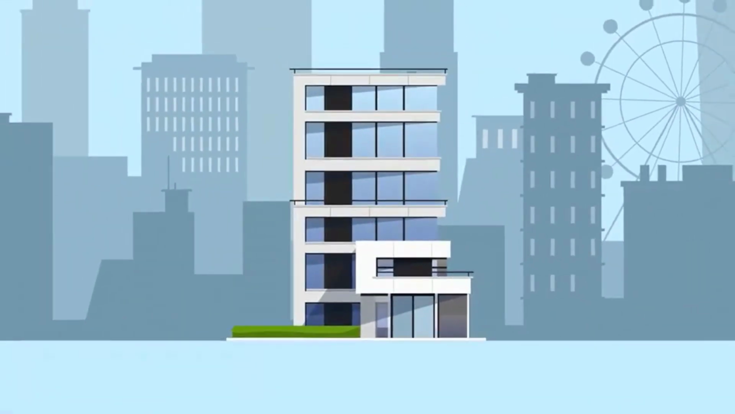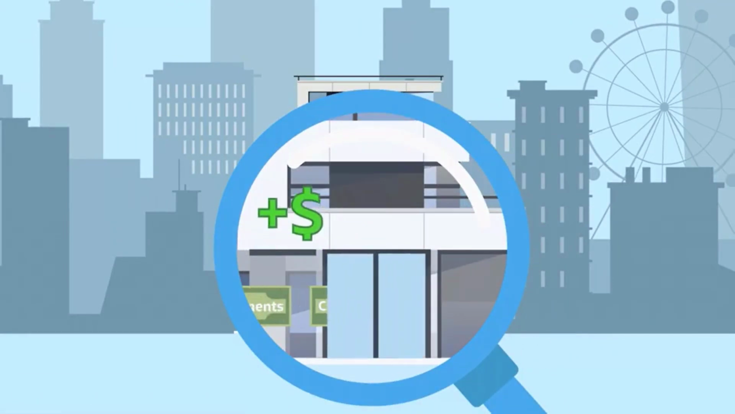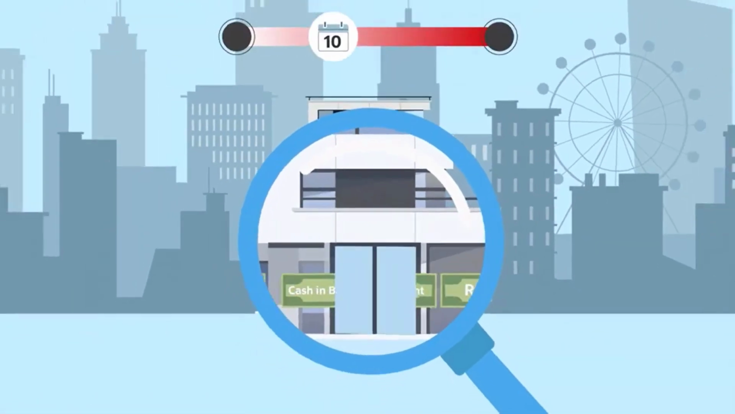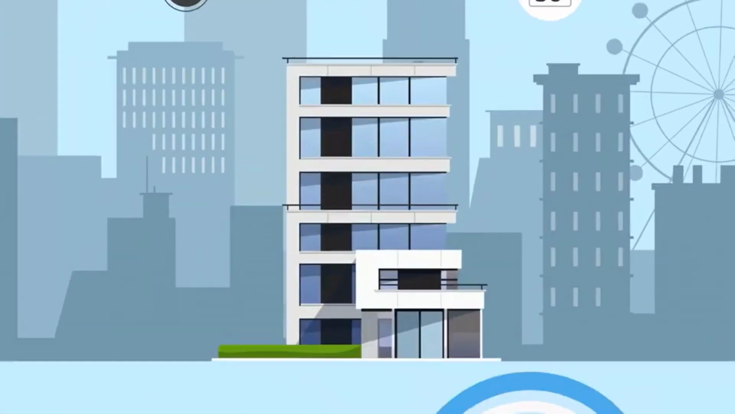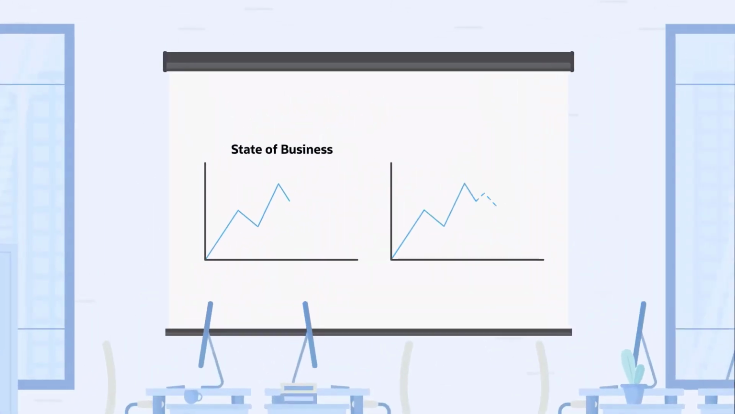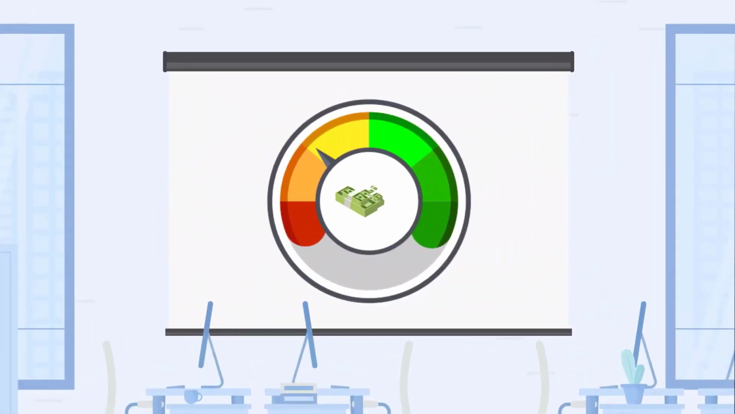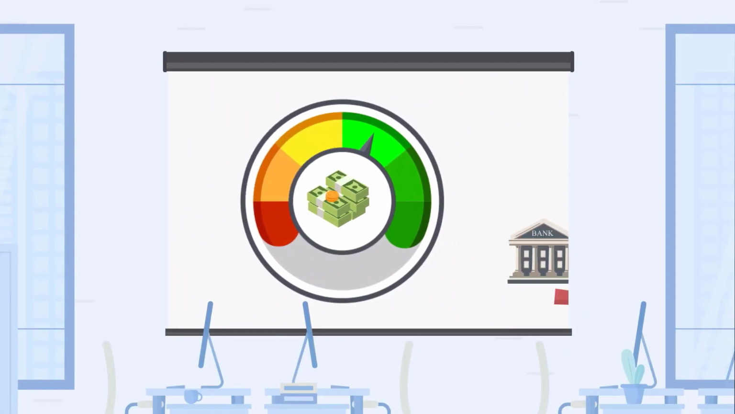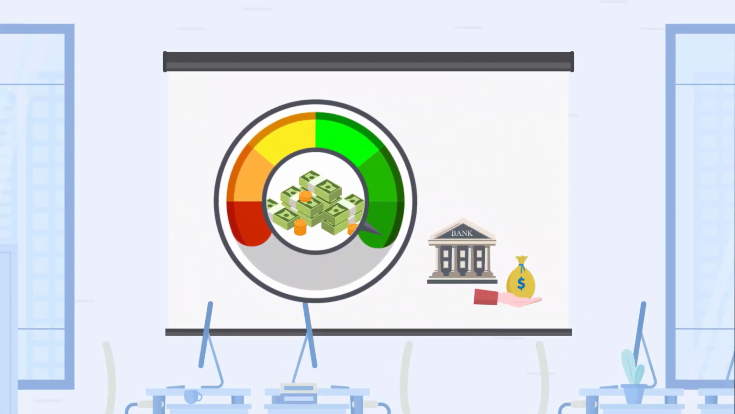A cash flow analysis reveals how much money is going in and out of a business over a given time period. Analyzing cash flow helps organizations draw conclusions about the current state of business, whether there's enough cash on hand to cover expenses, or if additional financing will be necessary.